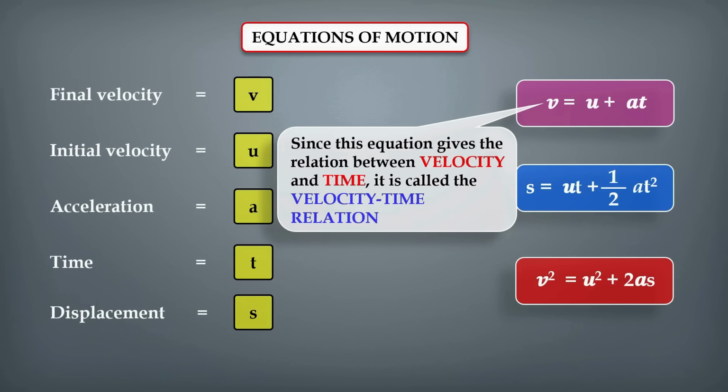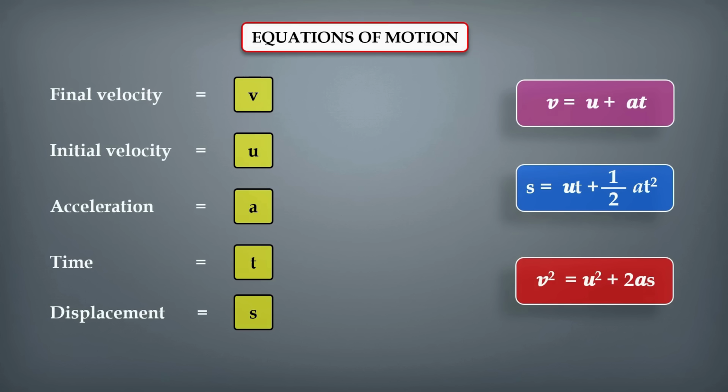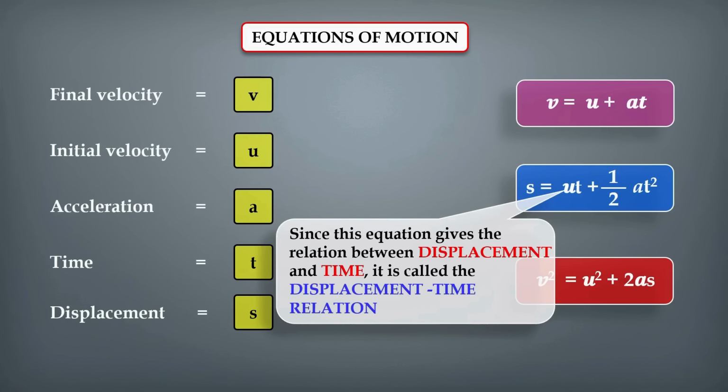This equation states that displacement is equal to initial velocity multiplied by time plus half multiplied by acceleration multiplied by time squared. In words, we say displacement equals initial velocity multiplied by time plus half multiplied by acceleration multiplied by time squared. Since this equation gives the relationship between displacement and time, it is called the displacement-time relation.